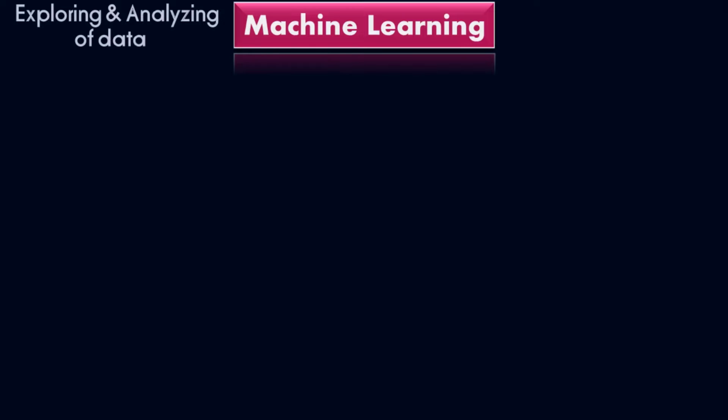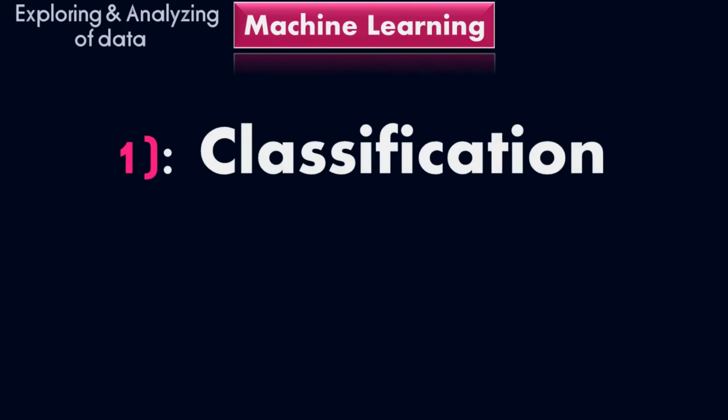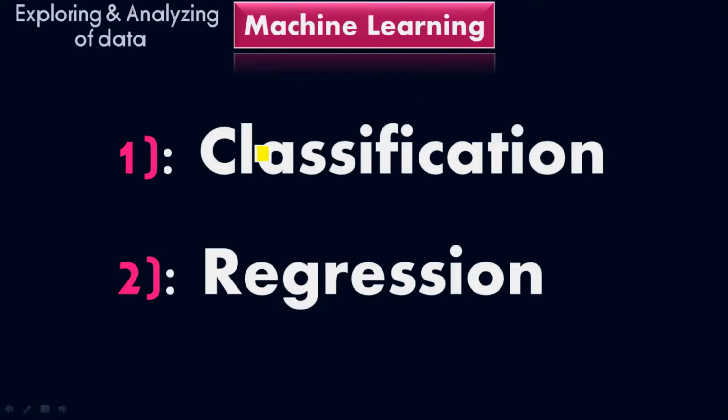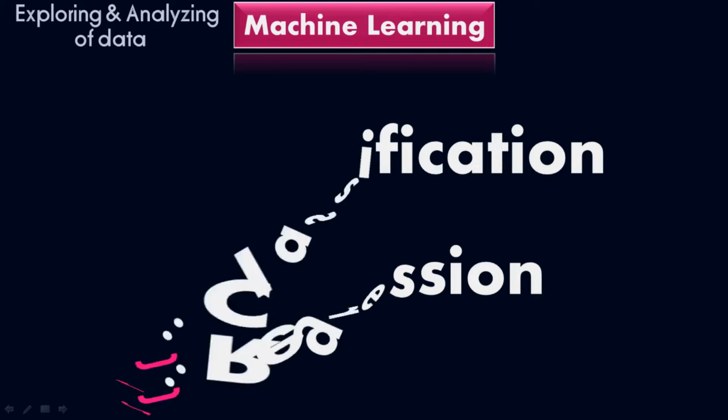Exploring and analyzing of data. In this session, we will talk about the exploring and analyzing of data, how a machine can explore and analyze the data: classification and regression. Classification and regression are the two types of exploring and analyzing of the data. We can analyze and explore the data in these two categories, classification and regression.